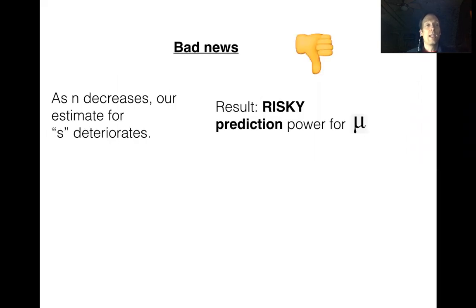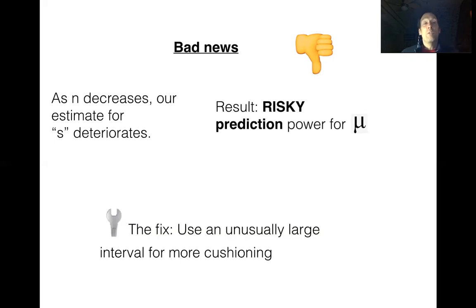The bad news is that if we do this and we have a really small sample size, the number we end up calculating for S is going to be very unreliable because it's based on just a little bit of information. Consequently, when we calculate the interval, that means we have a really risky prediction for mu. And we have to do something about that. So what's the fix? The fix is that we have to take our interval and put a lot of correction factor in it, meaning we have to do extra cushioning and make that interval unusually large to compensate for the fact that we don't know anything about the sample standard deviation.